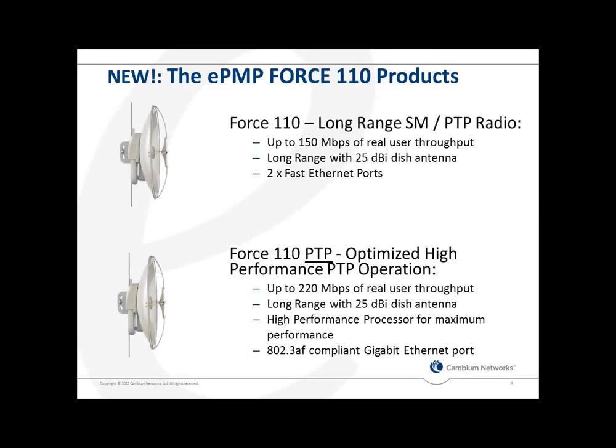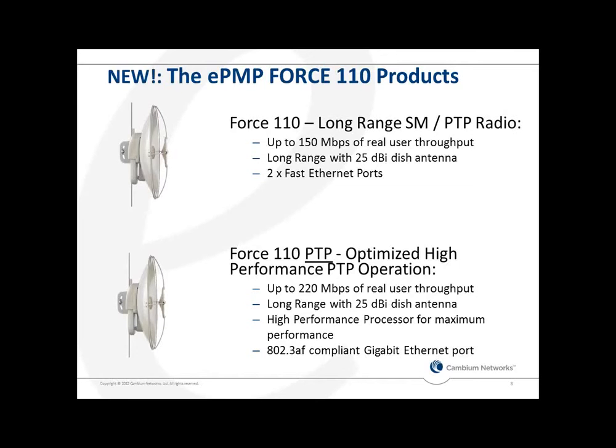So let's talk a little bit about the Force product. The Force product is a combination of an ePMP connectorized radio with a high-gain 25 dBi dish antenna. And we sell these in 2 versions at very attractive prices where we bundle the radio and the dish together. The Force 110 utilizes what we call the unsynchronized connectorized radio with the dish antenna. And that radio is most often used as a long-range SM device or point-to-point radio.